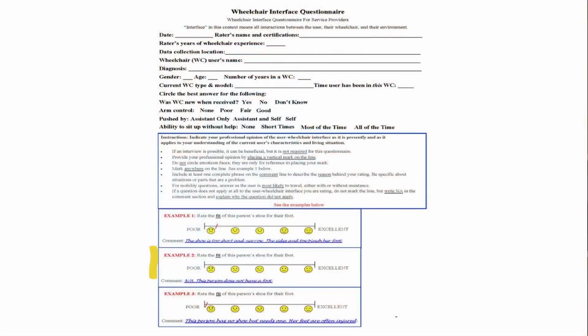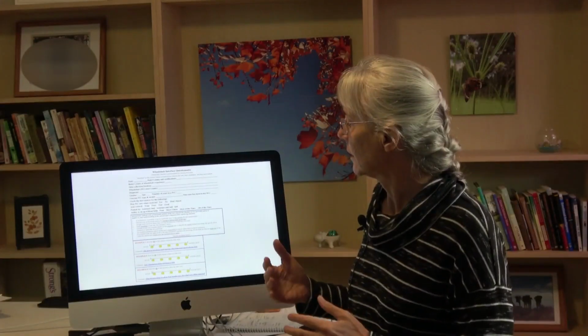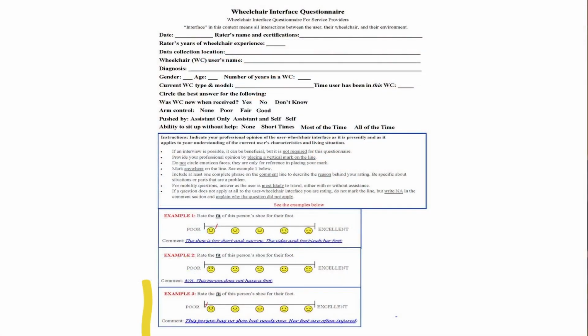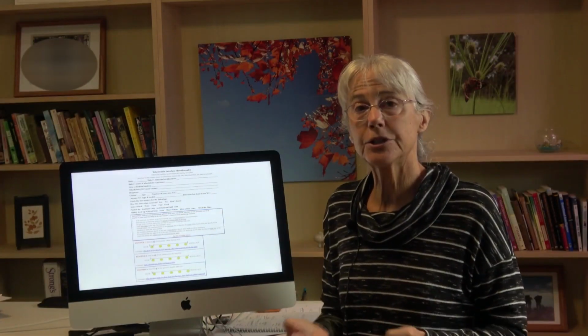Pinch your foot. The next example for a different person, rate the fit of this person's shoe for their foot. There's no mark on the line. NA, the person does not have a foot. The third example, rate the fit of this person's shoe for their foot, has a very low mark, and it says this person does not have a shoe, but they need one.